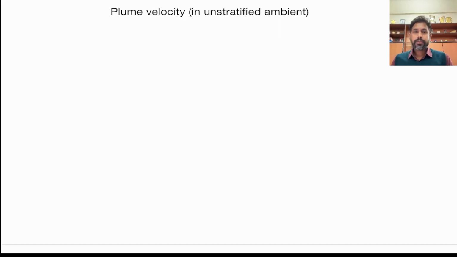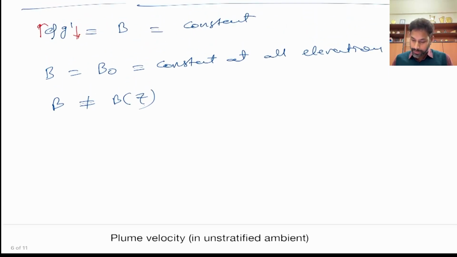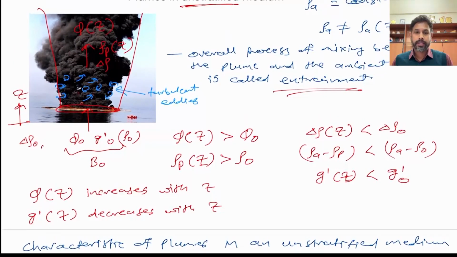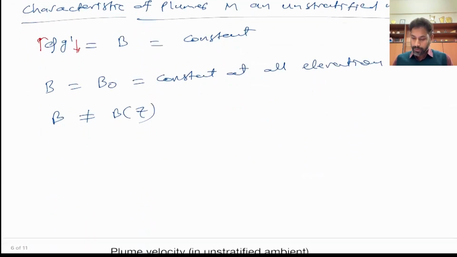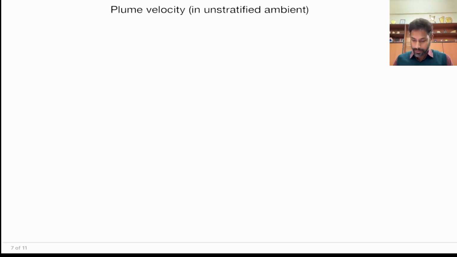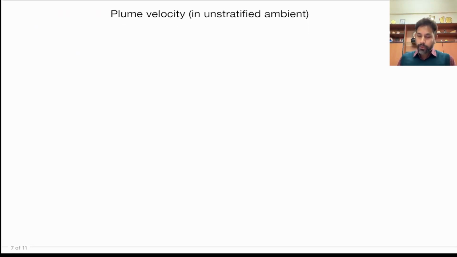Now we are going to solve for plume velocity. We have already seen how the volume flux, reduced gravity, and buoyancy flux change with height, and we now model how the plume velocity changes with height. There are two different ways to model plume velocity.